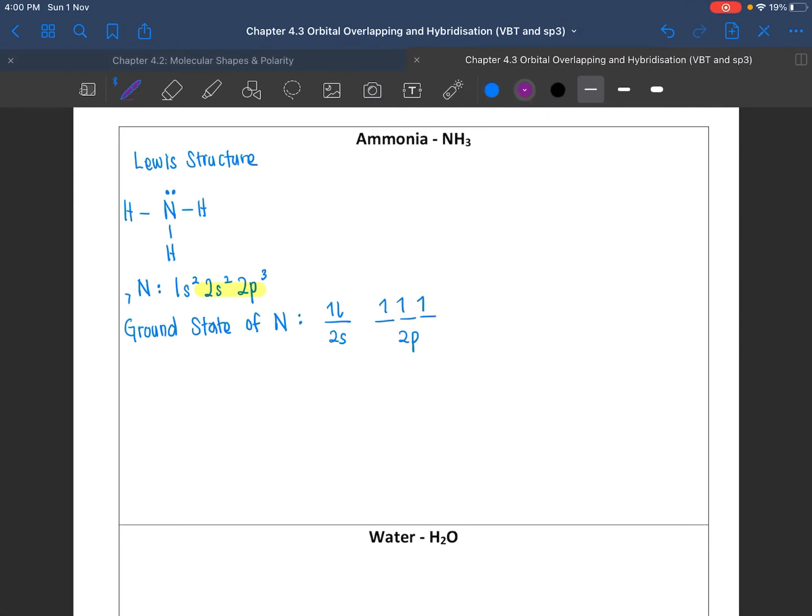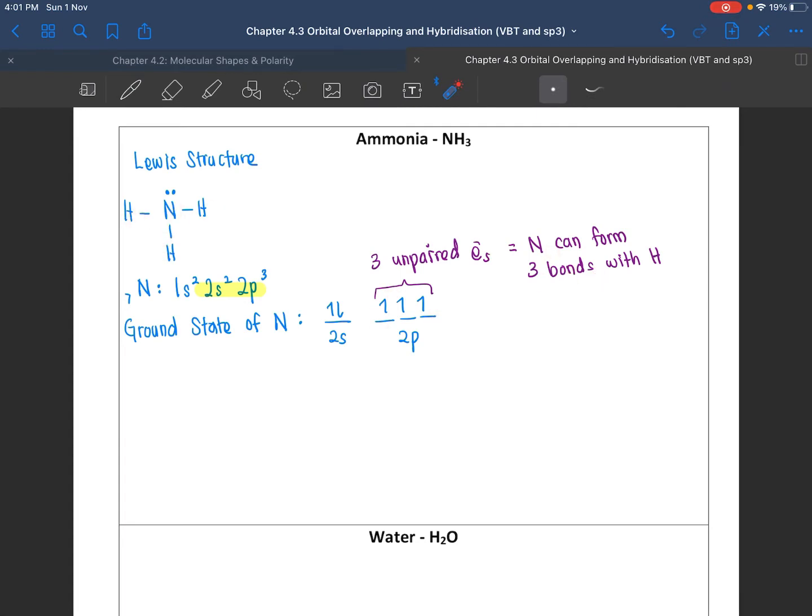So, kita catat sikit sini. Kita ada total 3 unpaired electron. Okay, so 3 unpaired electron, that means nitrogen can form 3 bonds with hydrogen. Okay, so from this ground state of nitrogen, kita tahulah, oh, ada 3 unpaired, that's mean nitrogen can form 3 bond. Memang kita nak form 3 bond pun kan?